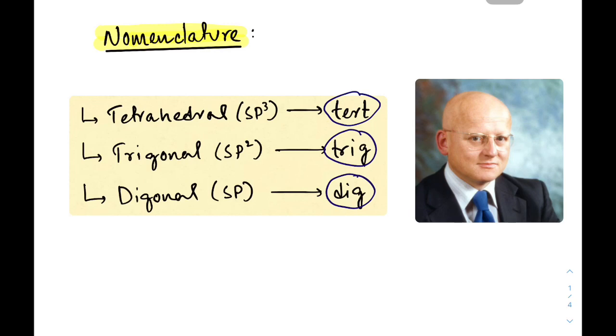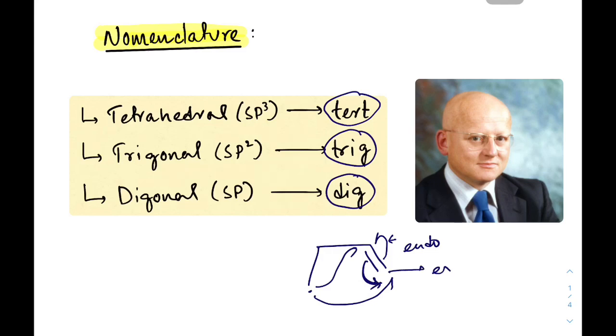Ring closing reaction can be of two types. If this radical reacts from there and this double bond is pushed there, in this case the arrow is going inside of the ring, therefore it will be endo. If the radical attacks over there and the arrow comes to the outside of the ring, then it will be exo.